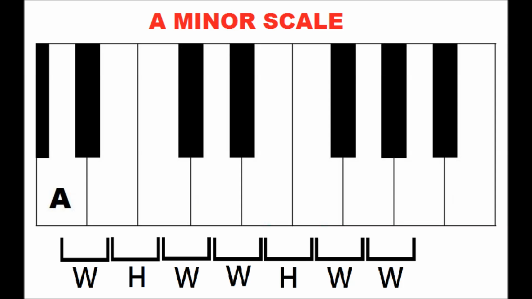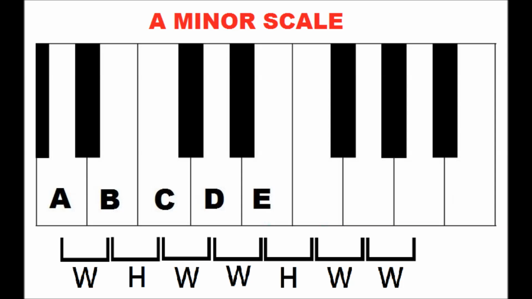Let's start on A. We are going to form an A minor scale. Starting on A, let's move a whole step higher. This takes us to B. Let's move a half step higher. This takes us to C. Following our minor scale formula, let's move another whole step higher. This takes us to D. From D, we move a whole step higher. This takes us to E.